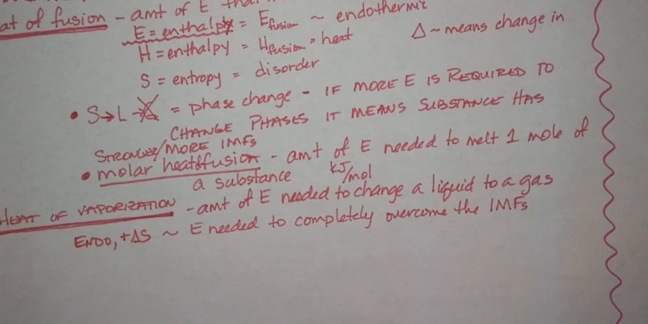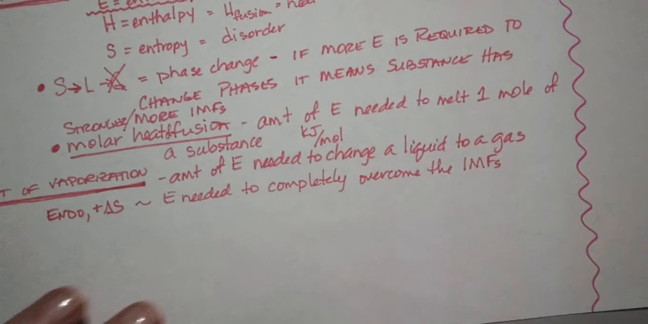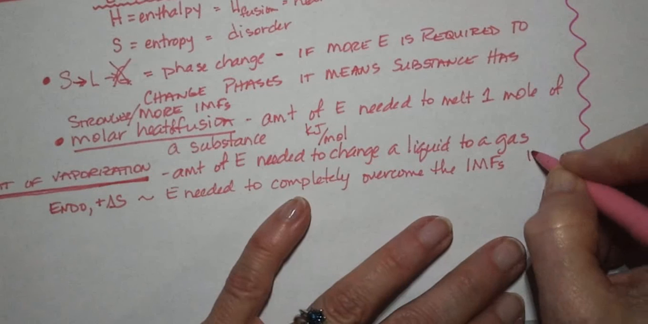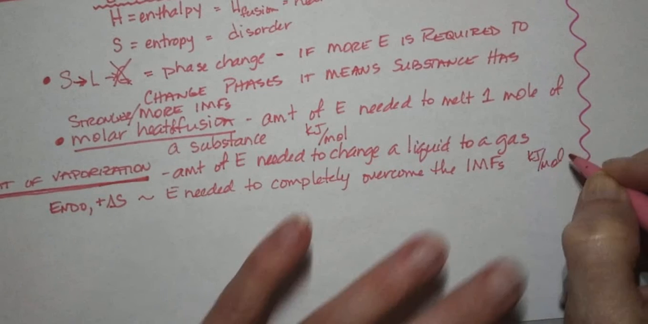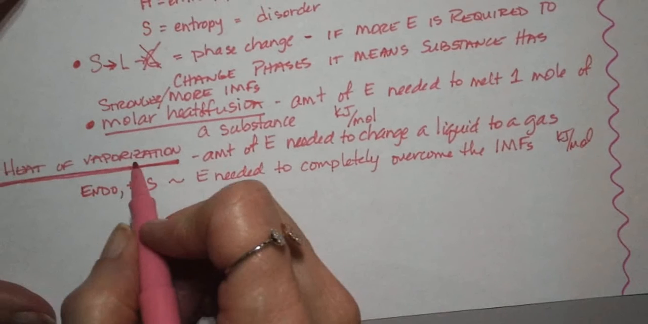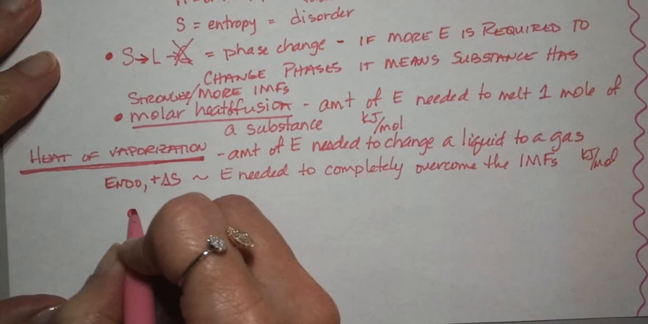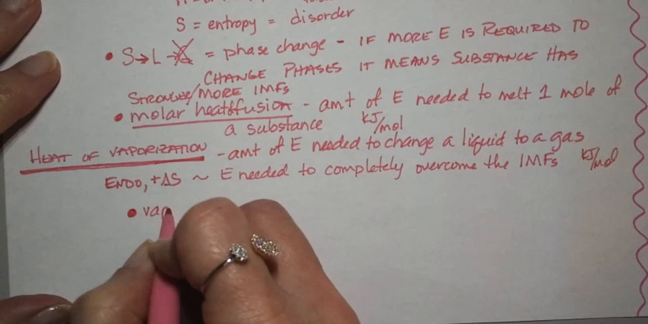Okay, so again, this is going to be kilojoules per mole. Same kind of thing going on. And the other thing we talk about when we talk about heat of vaporization is the vapor pressure, because the vapor pressure is going to have an impact on this too. Because now we're talking about gases, changing from a liquid to a gas.